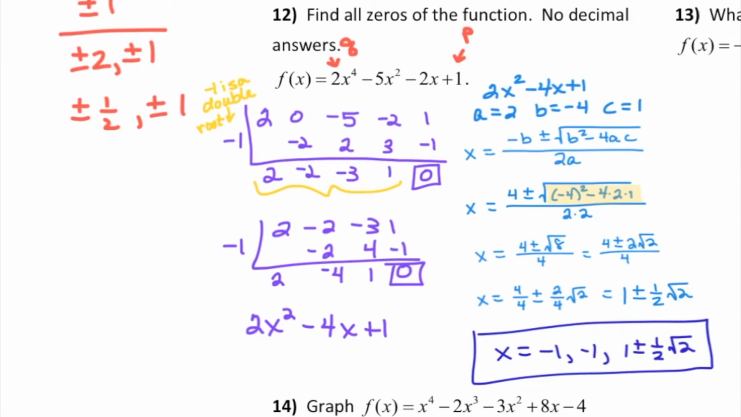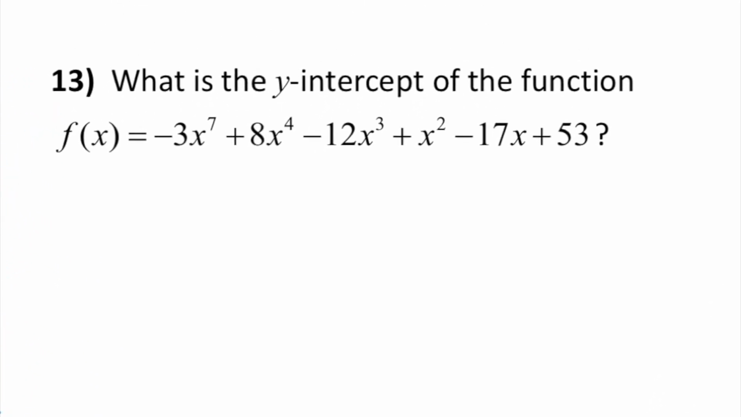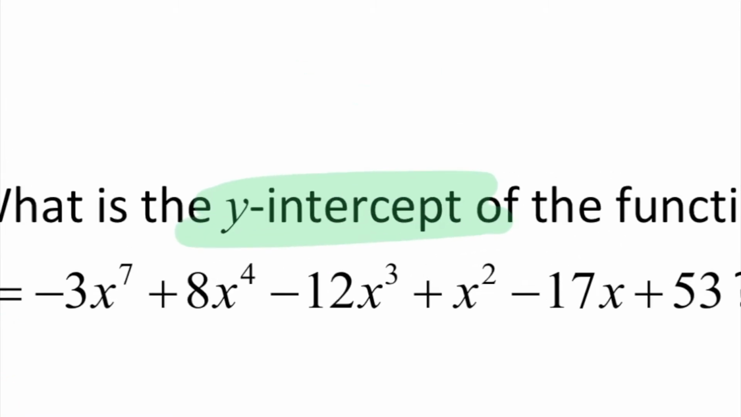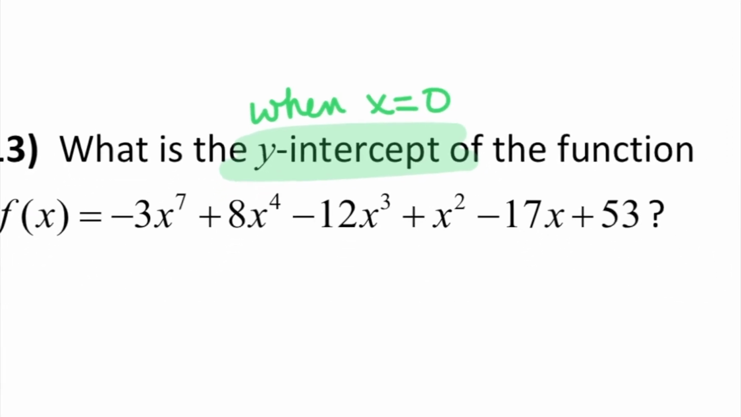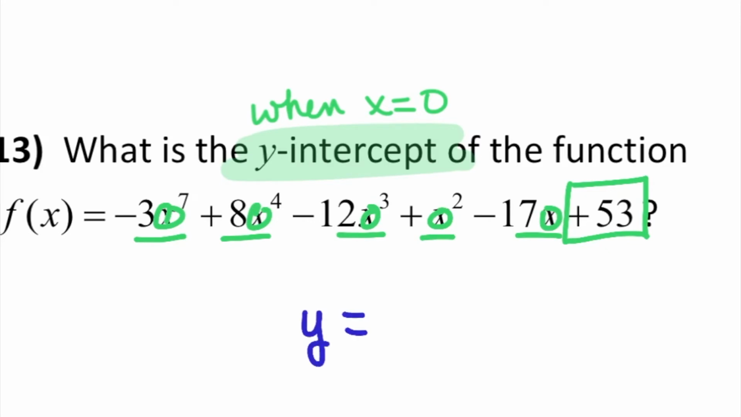Now, in number 13, I gave you about a bazillion times more space than you need to do this problem, because the y-intercept happens when, let's just write this, when x equals 0. So I'm going to take a 0, 0, 0, 0, 0. If all of these functions have a 0 multiplied by them, the y-intercept is just going to be that last term that doesn't have a 0. And so for this function in number 13, your y-intercept is y equals 53.